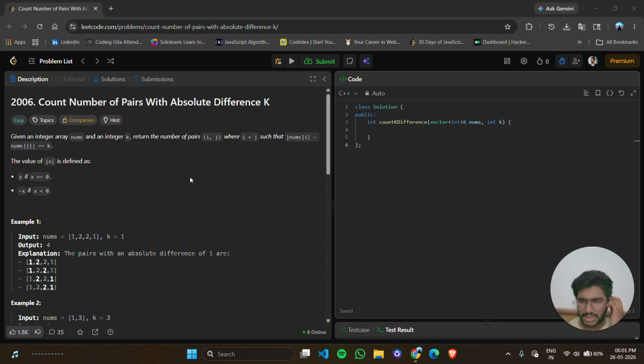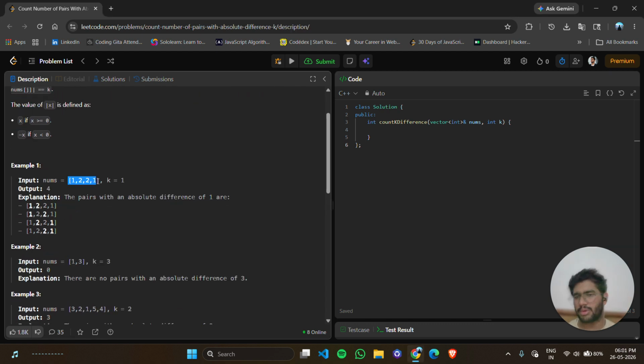So what the question is saying, we are given an array like this. Take an example, nums is 1, 2, 2, 1, and the absolute value given to us is 1. So we have to find the pairs which have difference 1. The pairs with absolute difference of 1 are (1, 2), this one, and at index 2, (2, 1), and (2, 1). So the output is 4. I hope you understand this.